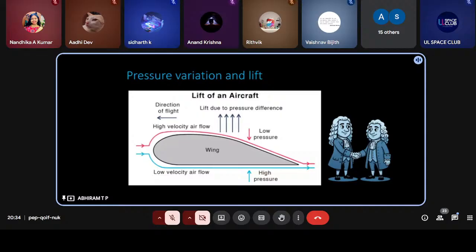So this lift will increase till an angle of attack, and that angle is called the critical angle of attack. And I'm not going that deep into such technical terms. You can ask the doubt if you want. So that's what lift is called and how the lift is made. And also, according to Newton, based on basic mechanics, when the lift becomes more than the weight of the body, it will start to move up, right?